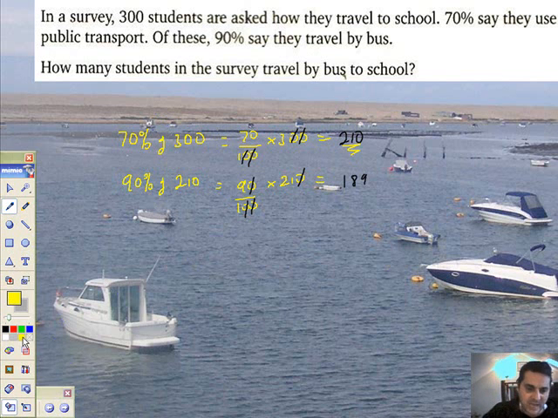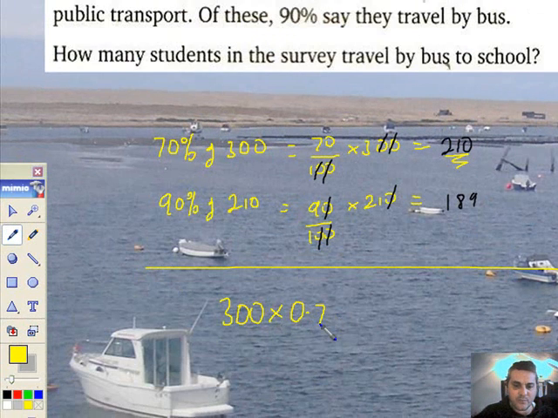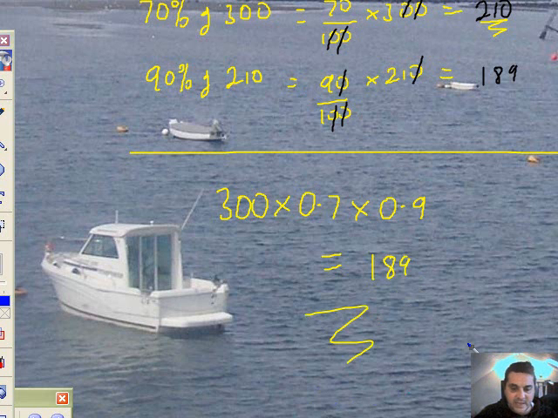Now this is the higher paper, please, let's just do it in one step. This is how it's done. Now look at the English again. Let's just go back to my question. 300 students, of whom 70% said they travel by public transport, and of these 90% travel by bus. And there it is in one step. 300 times 0.7 times 0.9, bang, the answer is going to be 189 in one step.